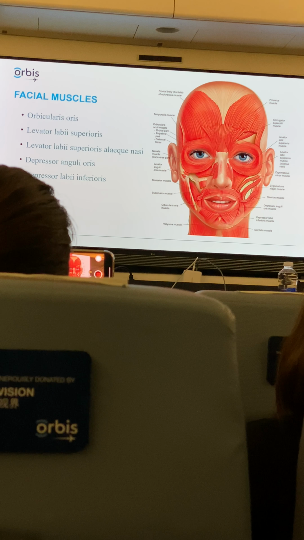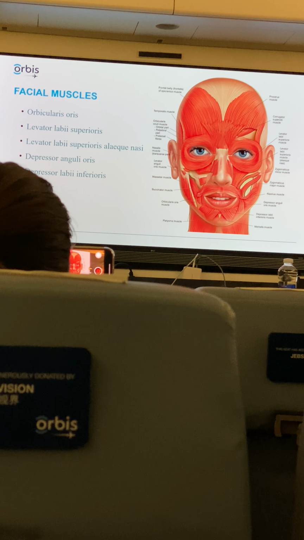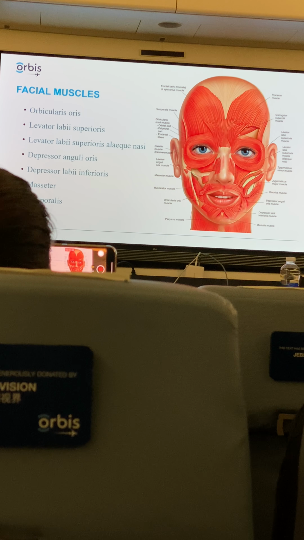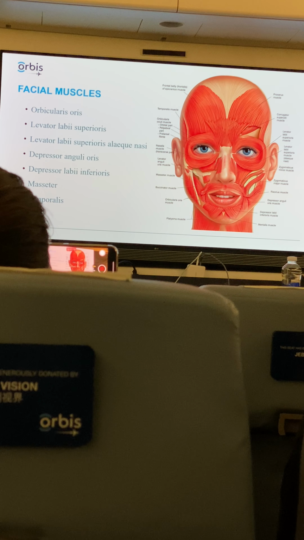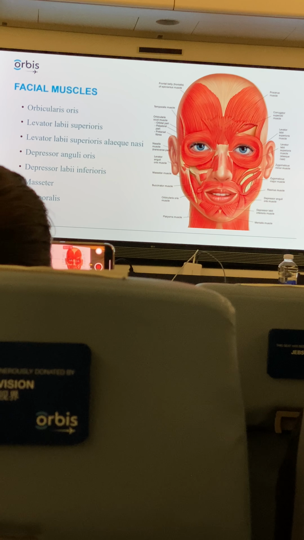For example, in patients who have ptosis, they often use their frontalis muscle to compensate for their ptosis. So it's important to understand the relationship.